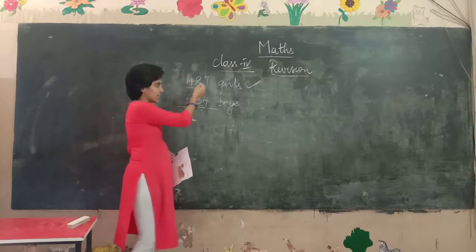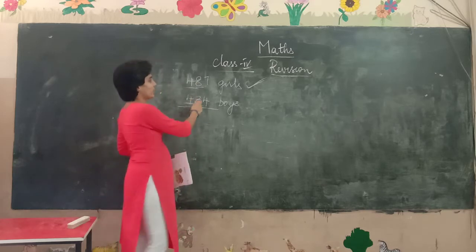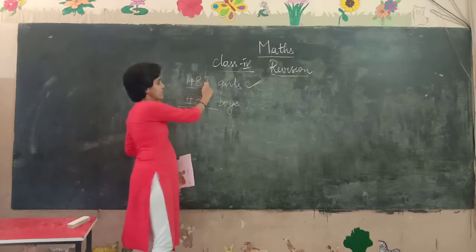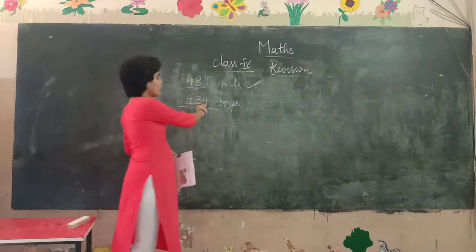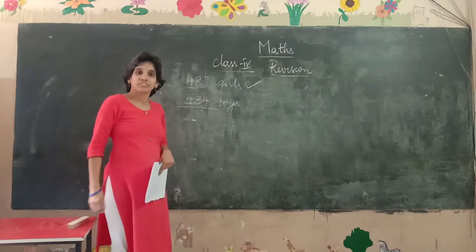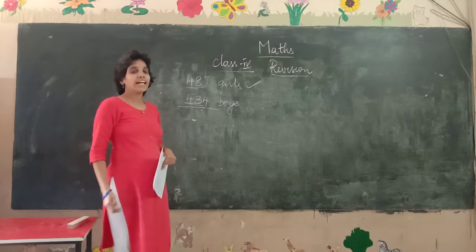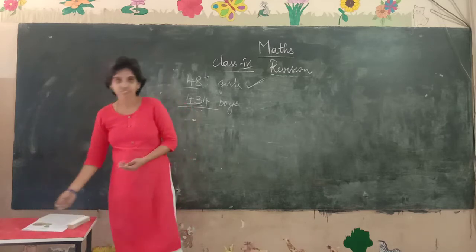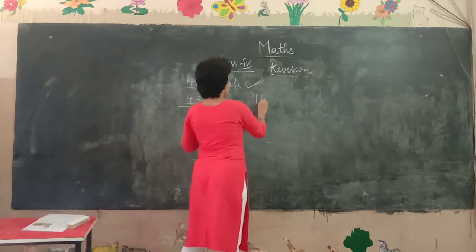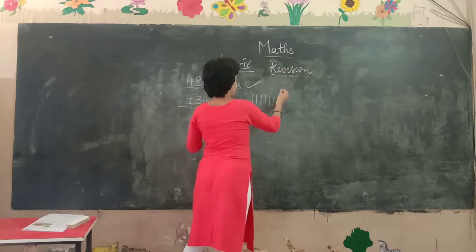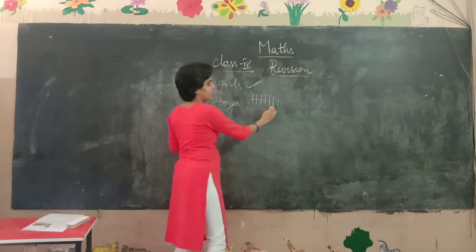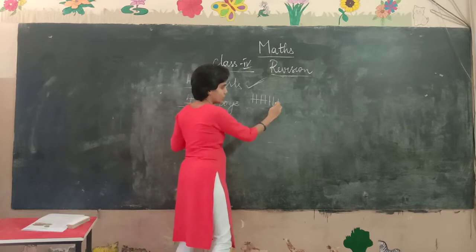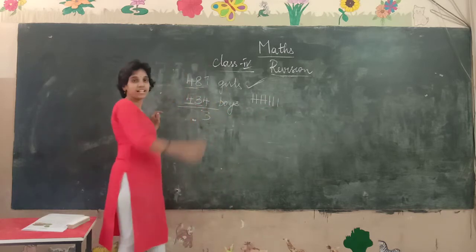So we will do that, children. Subtract 434 from 487. So 7 minus 4. How will you subtract? Take 7 fingers, or draw 7 lines. You need to subtract 4, so strike off 4. The remaining will come: 1, 2, 3. So 3 is the answer.